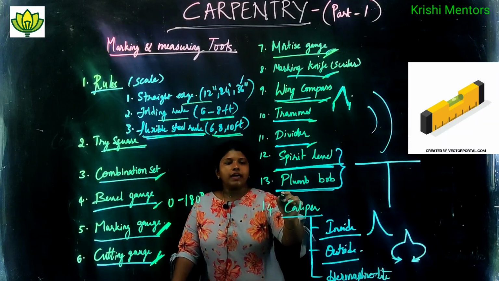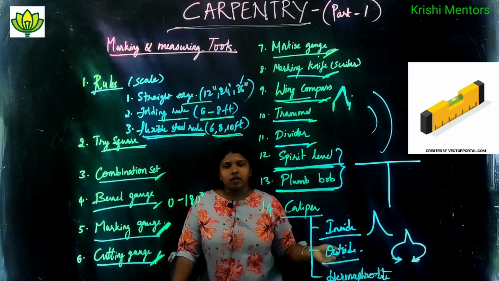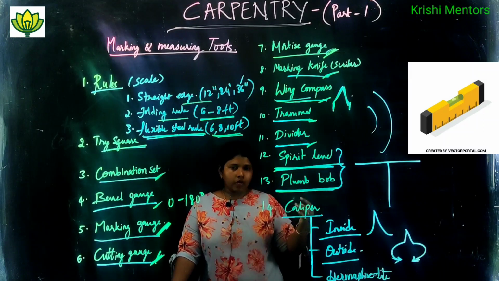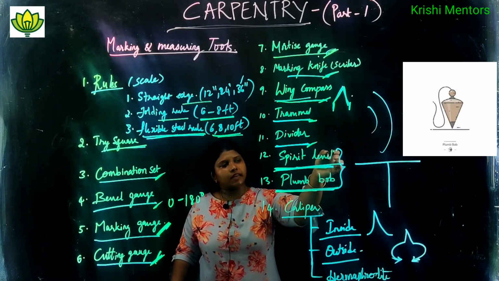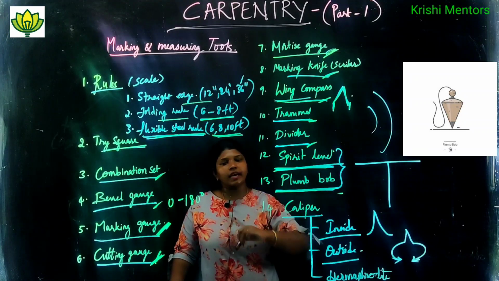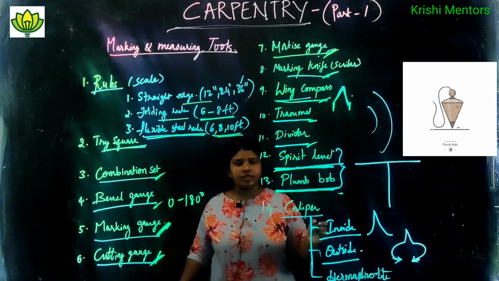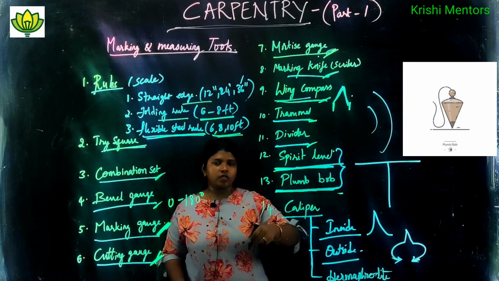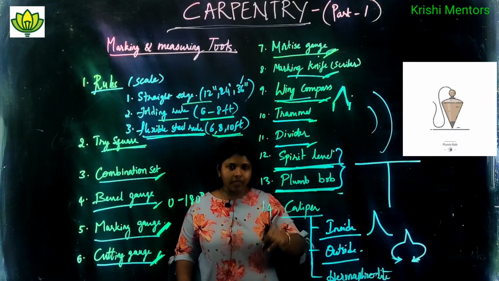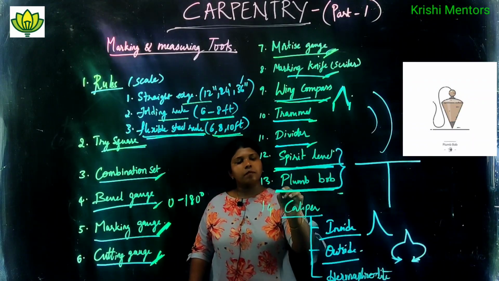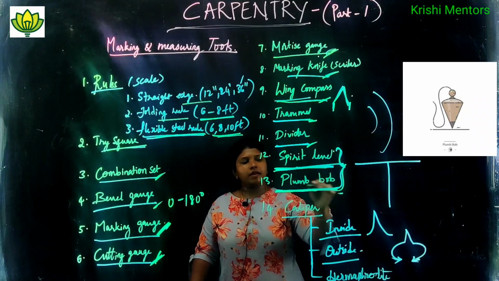Now this plumb bob and spirit level, both the items are used at once or in combination. This plumb bob, similar to spirit level, is used to check the perpendicularity of the object that we have made, whether the made object or job has proper perpendicularity or not. Basically we will be using them in combination.